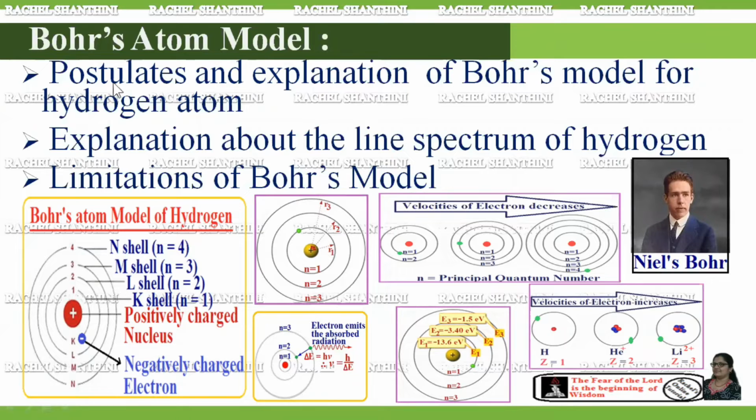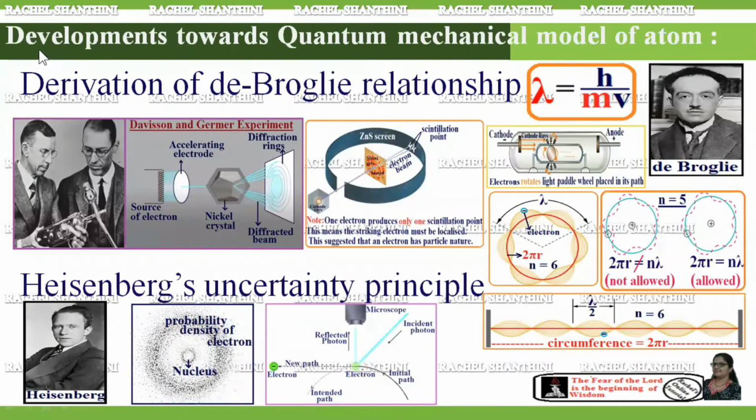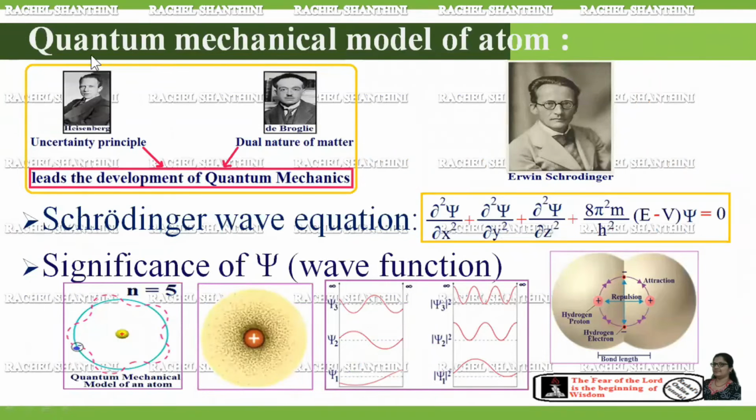In session 2.5, we have discussed the postulates and explanation of Bohr's atomic model for hydrogen atom, line spectrum of hydrogen atom, and limitations of Bohr's model. In session 2.6, we have discussed the two developments, that is de Broglie's relationship and Heisenberg's uncertainty principle that leads towards quantum mechanical model of atom. In session 2.7, we have discussed quantum mechanical model of an atom.